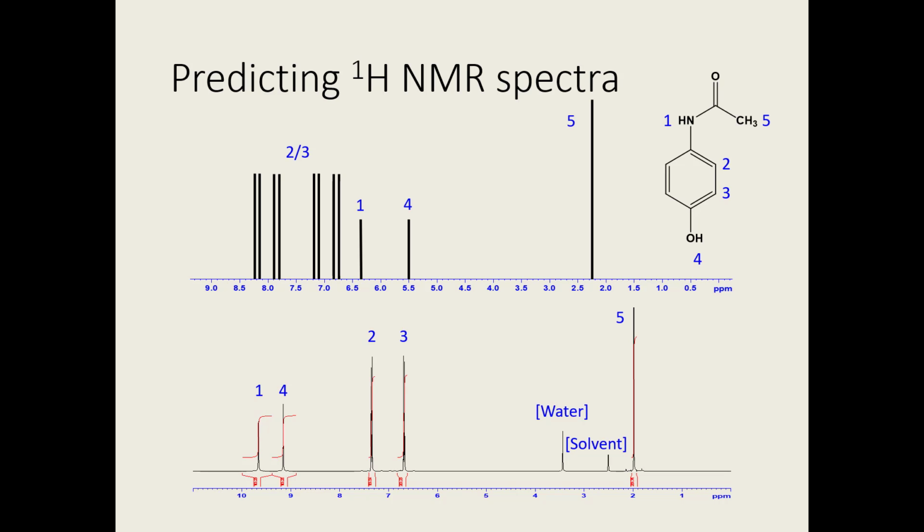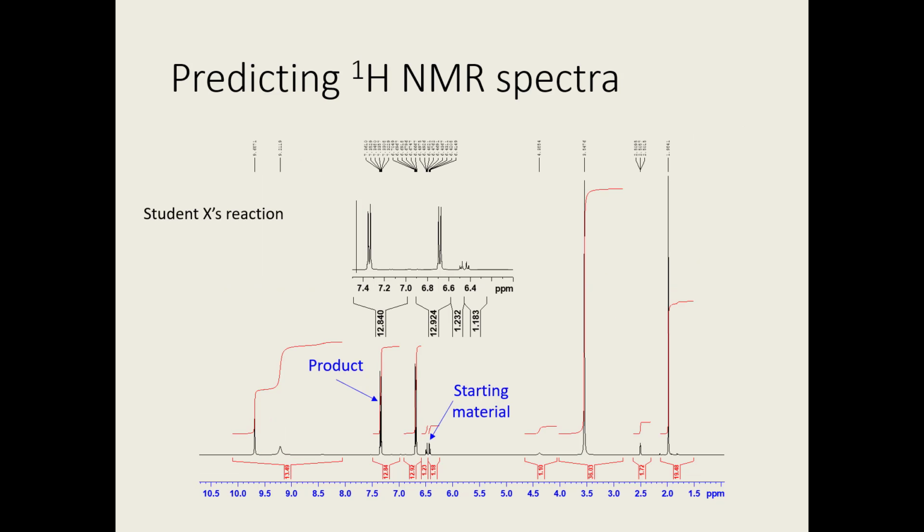Now let's imagine that student X has attempted to make paracetamol from para-aminophenol. This is the proton NMR spectrum of their reaction product. Have they made the correct molecule? And is it pure? We can see 2 sets of signals, large peaks from the product and small peaks from the starting material, so in this case the product isn't pure.